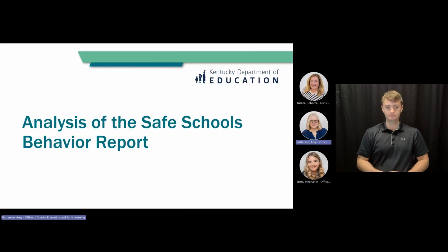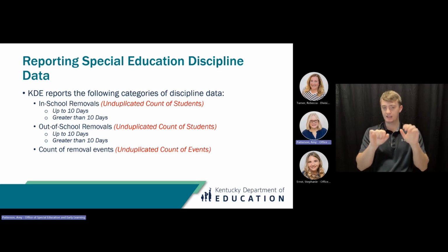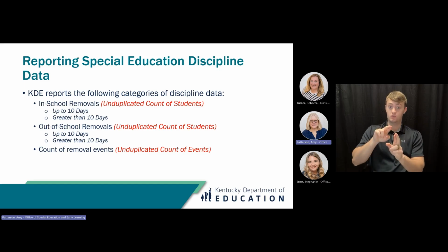So let's talk about analysis of the Safe Schools report. Districts can be identified as having significant disproportionality for several reasons. This is how we report discipline to the federal government.